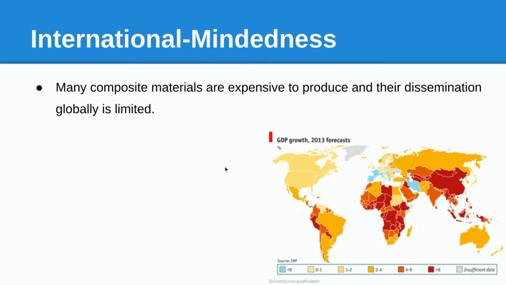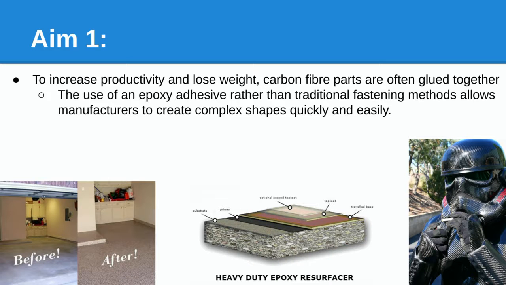International-mindedness. Many composite materials are expensive to produce, and their dissemination globally is limited. Why? Because some countries have a lot of money and some countries don't. We've talked about that. Aim 1.